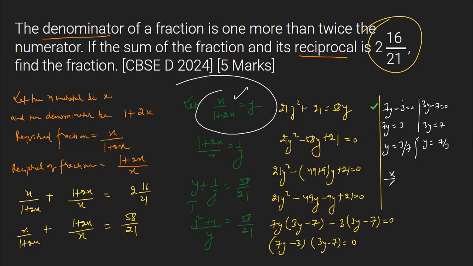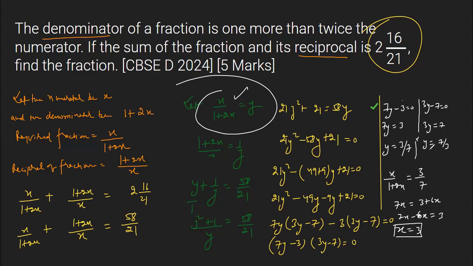So it is x upon 1 plus 2x equals 3 by 7. Do the cross multiplication. It will be 7x equals 3 plus 6x. 7x minus 6x equals 3. 7x minus 6x is x. So we got the value of x as 3, right?